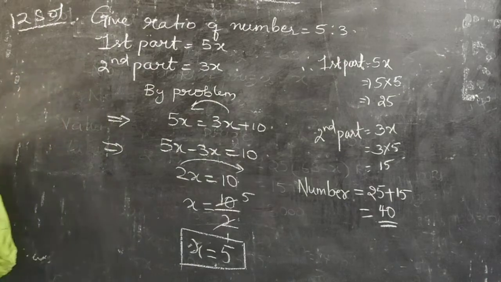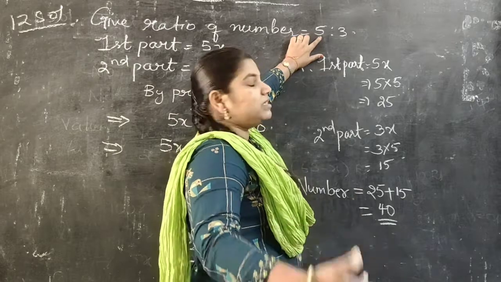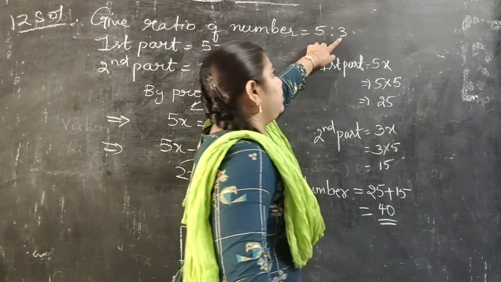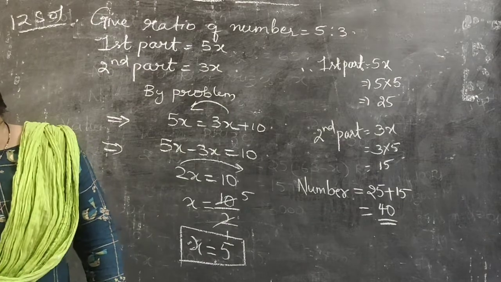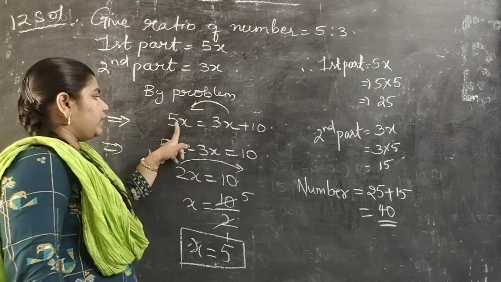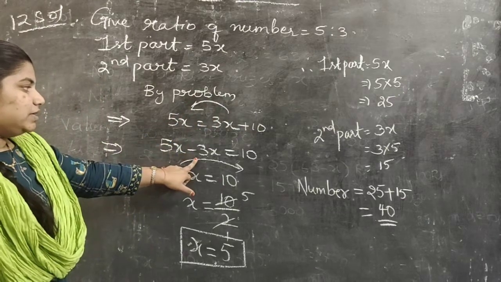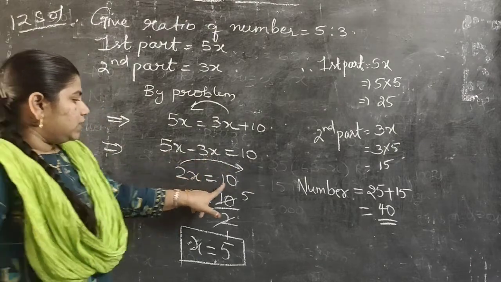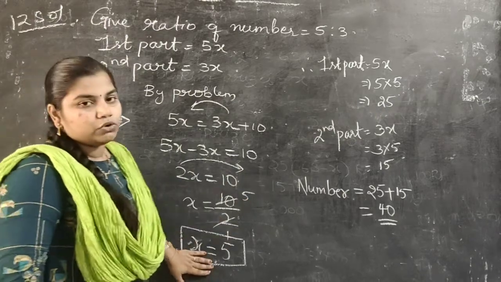Once again, see this: the ratio of a number they have given in the form of 5:3. Ratio is nothing but the answer is in the form of 5 multiples and 3 multiples. So 5 multiples I am taking as 5x and 3 multiples I am taking as 3x. By the problem they told that one number is 10 more than the other. So 5x is equal to 3x plus 10. Transposing this 3x to the other side, that will be minus 3x. So 5x minus 3x is equal to 10. 5x minus 3x will be 2x is equal to 10. Transposing this 2 to the other side, 10 by 2, 2 ones are, 2 5s are 10. So its value you got as 5.